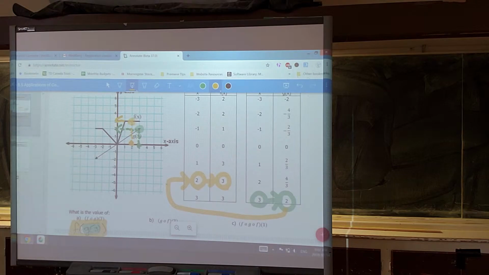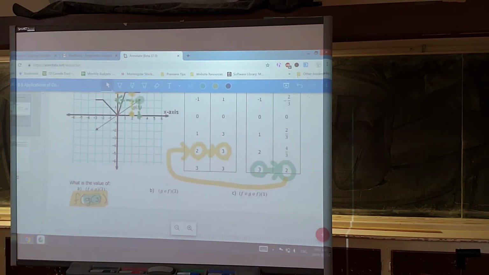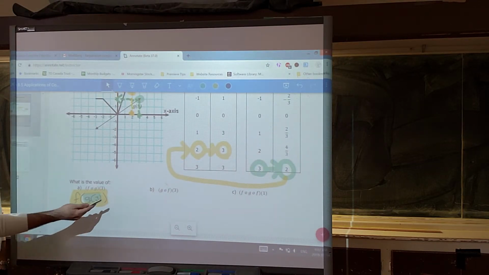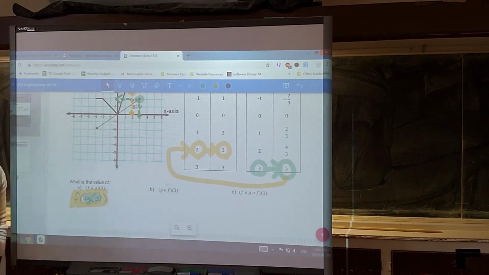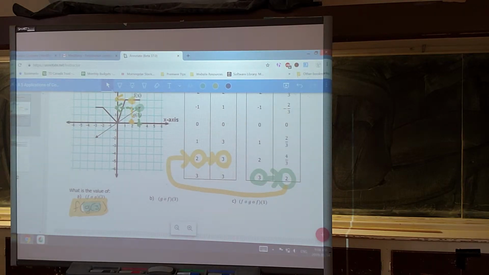Okay? Can we try the other two? Very quickly, I would recommend using the t-table just because it's simpler, but if you want to use the graph and sort of mix and match, you can. G of f of 3. G of f of 3 is the same as saying g of f. What I'm going to do is first figure out what that is before even attempting the G.